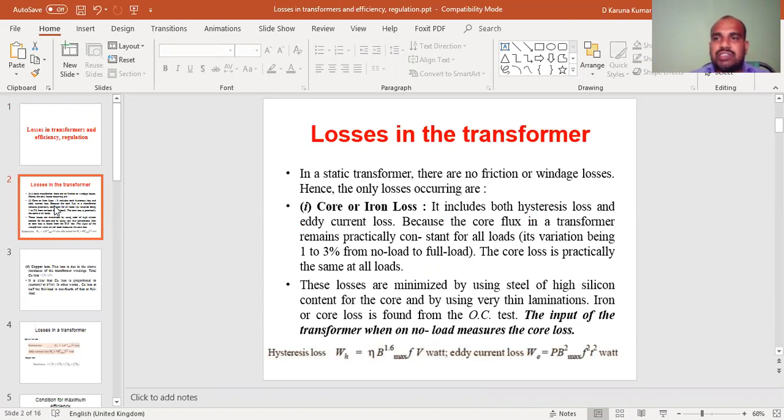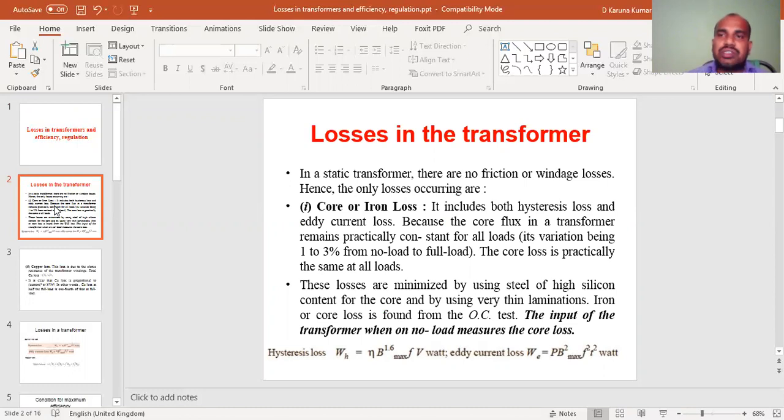In general, there are three losses: mechanical losses, copper losses, and core or iron losses. But the transformer is a static device, so you have only two losses: copper losses and core or iron losses. There are no mechanical losses. The mechanical losses are friction or windage losses. So there are two losses. The first one is core or iron losses. The second one is copper losses.